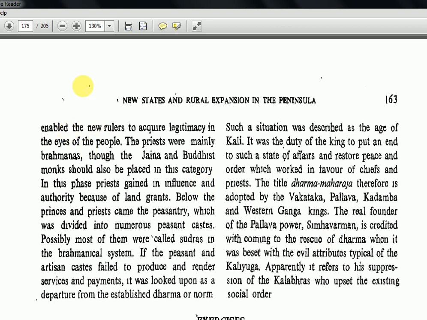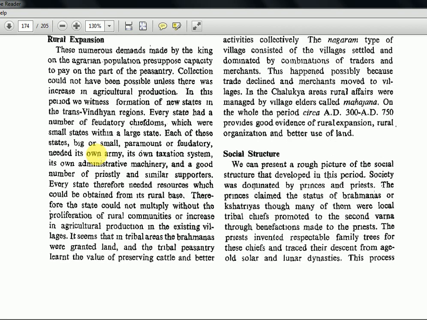This tree kind of thing they have set here. They are telling here, age-old solar, and respectable family tree. Like this they are arranging the people in order of how they are pleased.